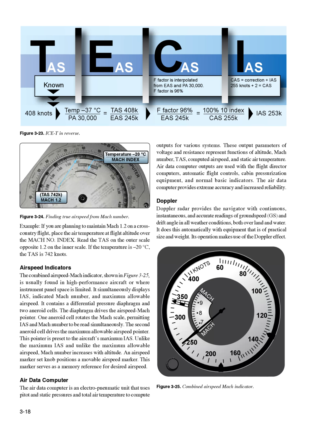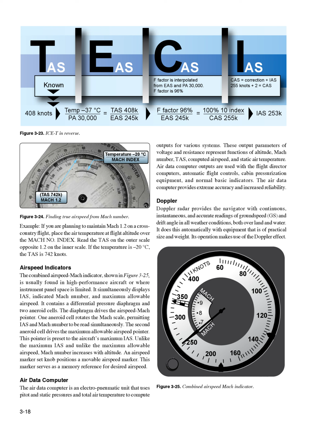Example: if you are planning to maintain Mach 1.2 on a cross-country flight, place the air temperature at flight altitude over the Mach No. Index. Read the TAS on the outer scale opposite 1.2 on the inner scale. If the temperature is minus 20 degrees Celsius, the TAS is 742 knots.